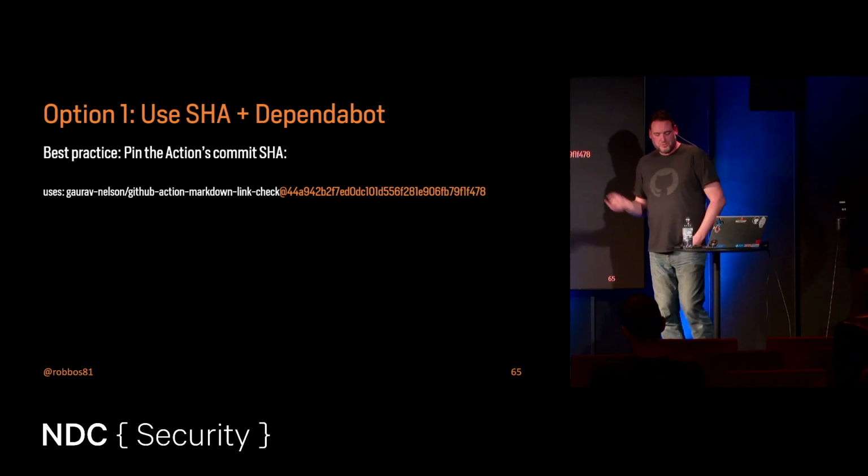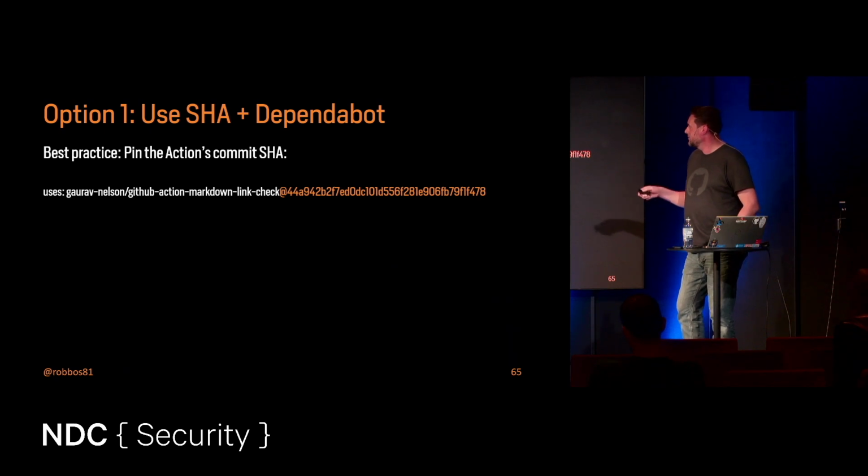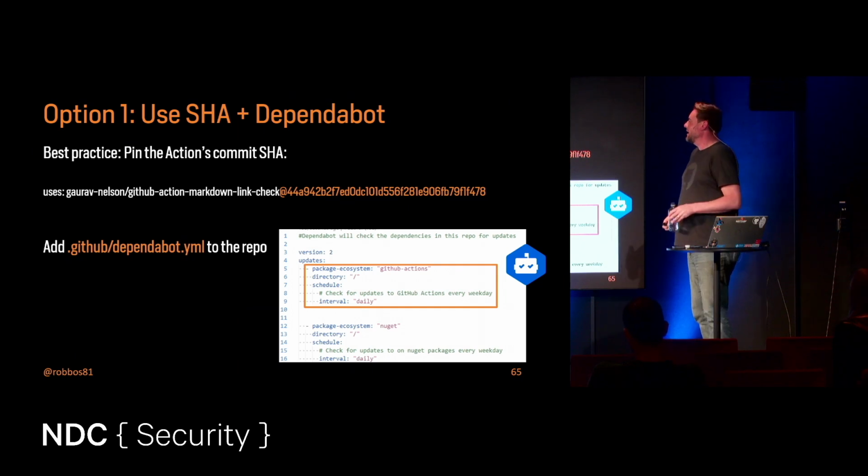The first one is use actions and a commit SHA. We've shown that. Pin the commit SHA, that's a good practice. At least start there. If anything else, then this can already help you, but do the verification first. Then you can add Dependabot.